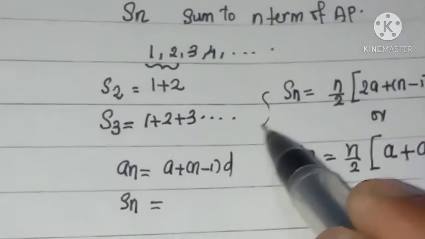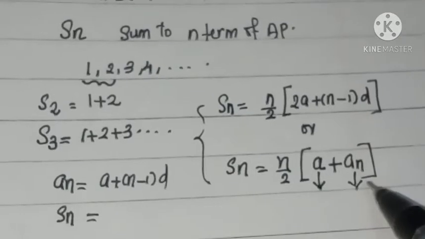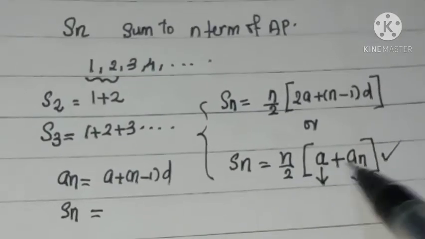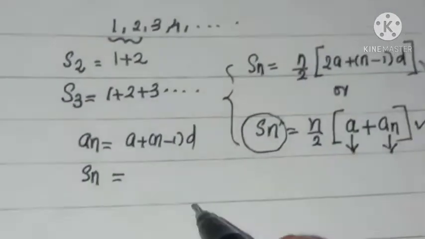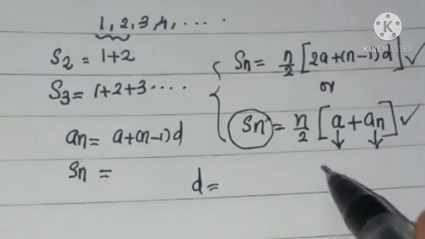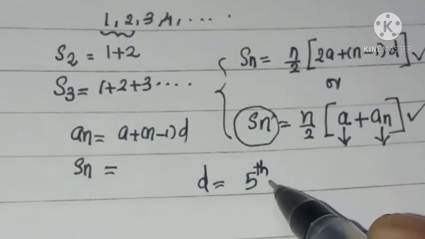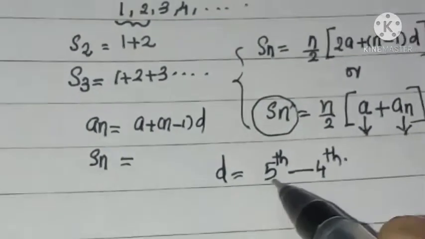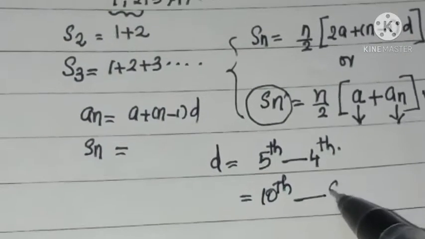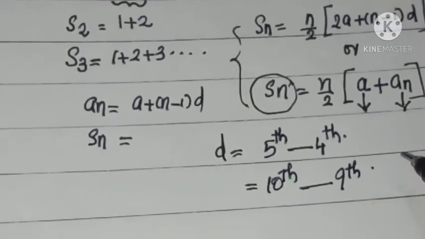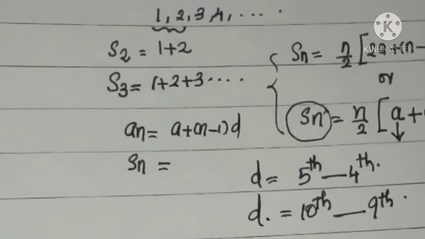An equal to a plus (n minus 1) into d. For Sn, there are two formulae. Suppose we know the first term and last term, then we can use this formula to find the sum. Otherwise use the other one. And how is the common difference obtained? Suppose we consider the fifth term, so subtract the fourth term from the fifth term. Or we consider the 10th term, so 10th term minus 9th term. In this manner we can find d. d means common difference.